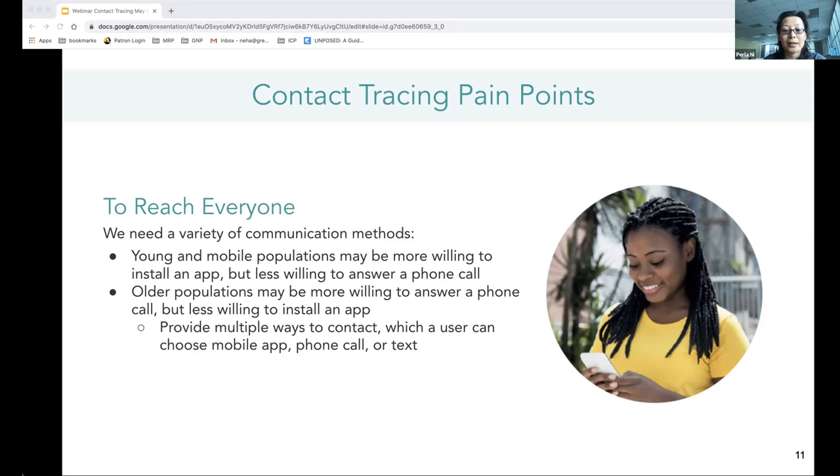So in our experience, what we try to do is provide multiple ways for people to get connected to you, whether that is providing a mobile app, calling people by phone, reaching people by text. Each of these different methods of communication will be preferred by a different segment of your population, and you're trying to reach everyone. So it's really important to have a complete set of communication tools at your disposal. Next.